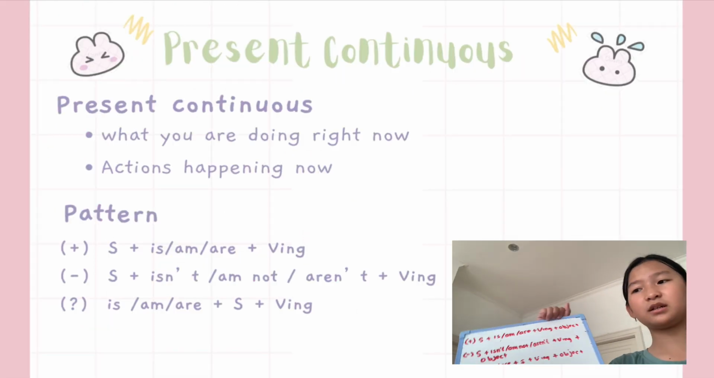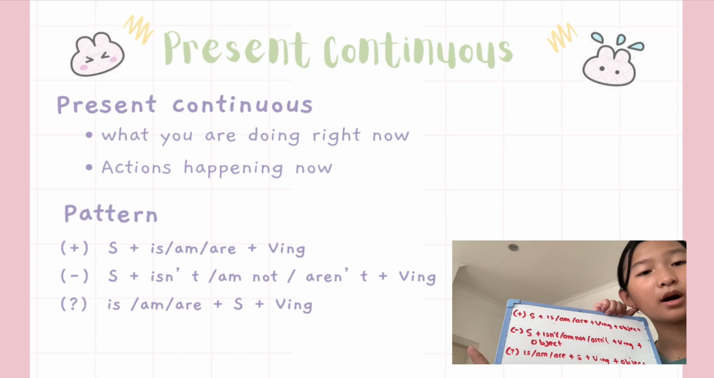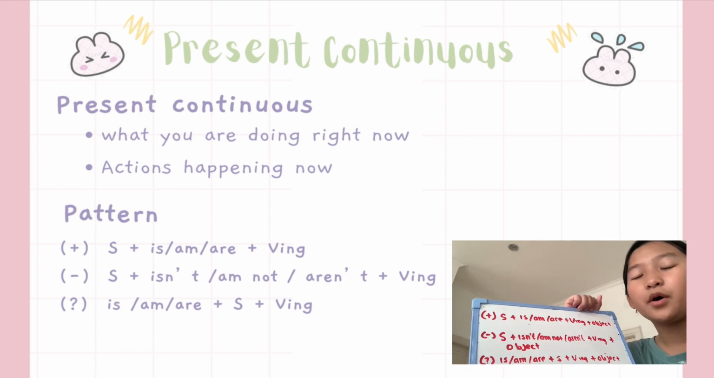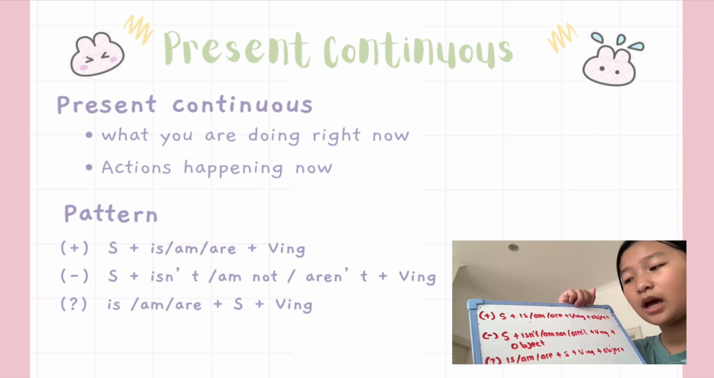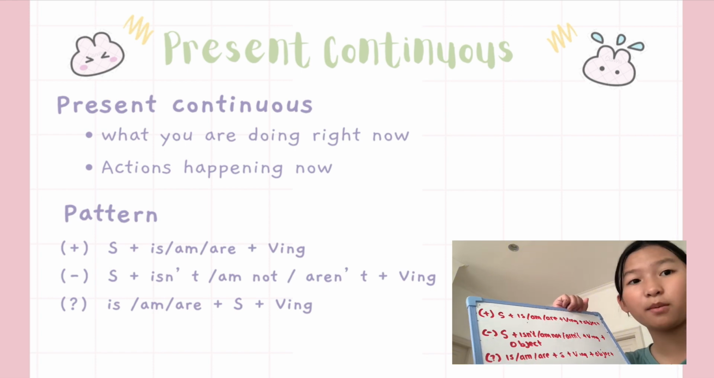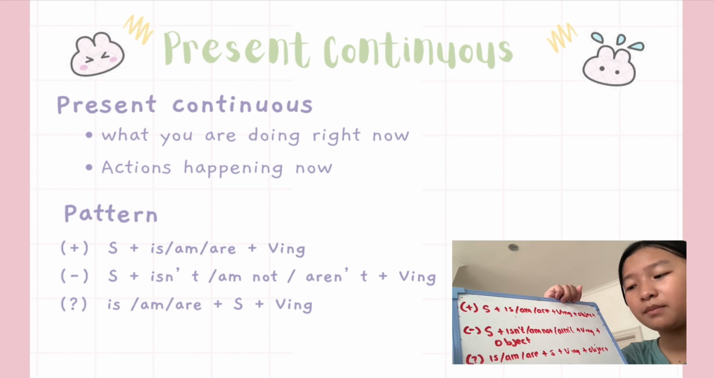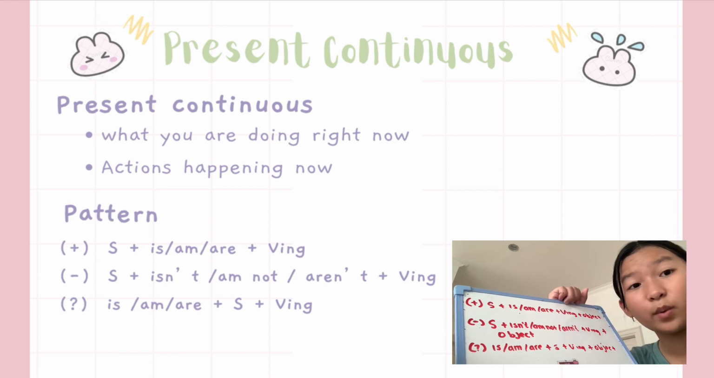Okay, so the pattern. If it's positive, we need to use subject plus is/am/are plus verb-ing plus object. If it's negative, we need to use subject plus isn't, am not, aren't plus verb-ing plus object. For the question, we use am/are/is plus subject plus verb-ing plus object.